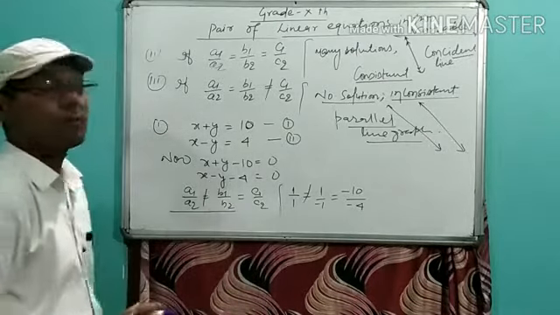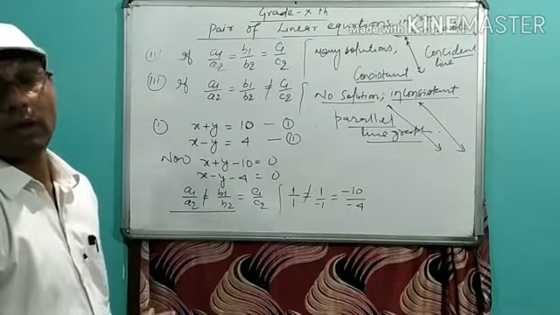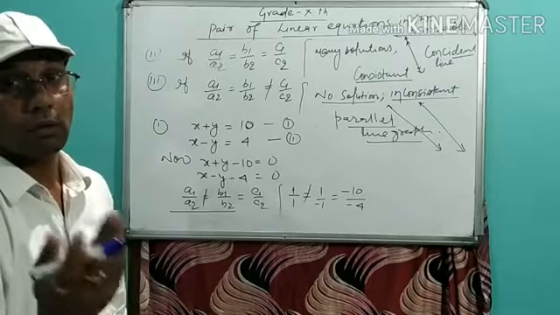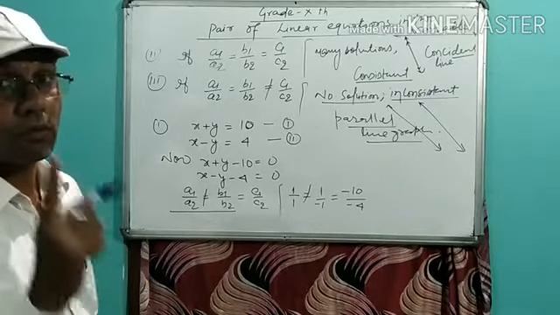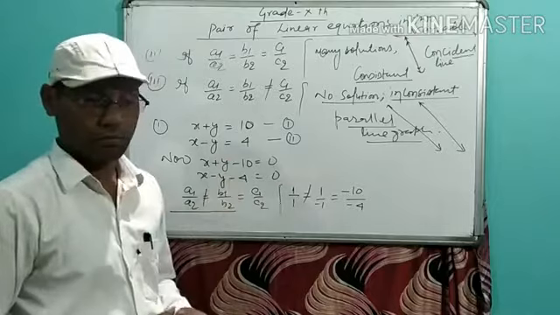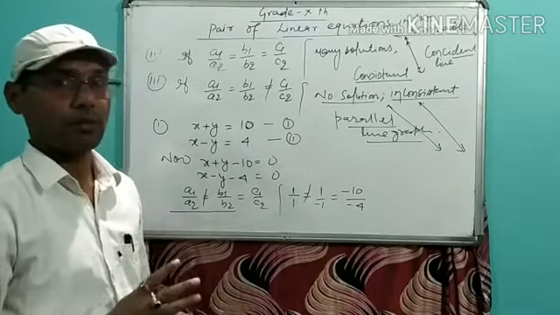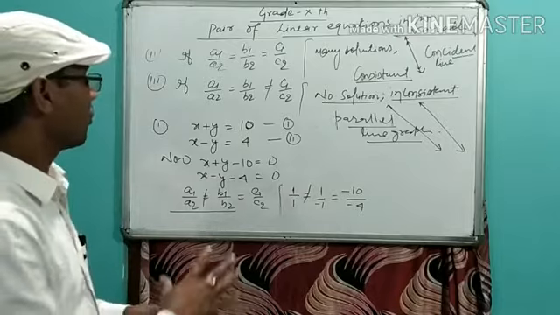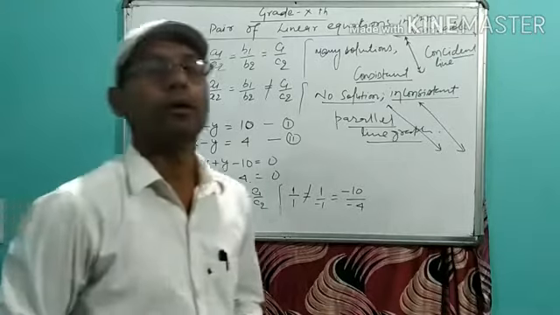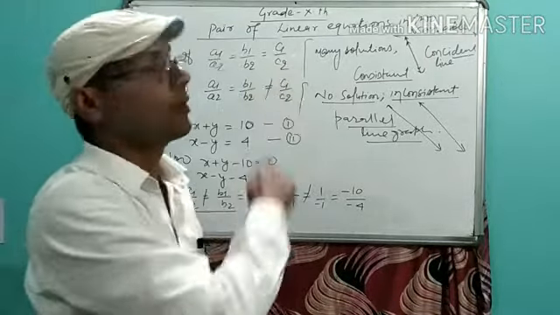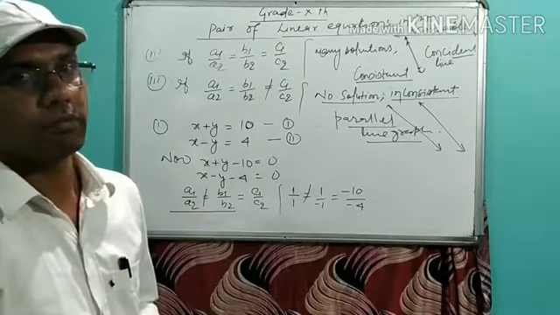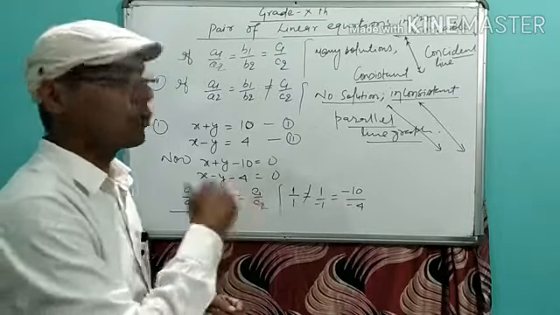Certainly, your answer will be an intersecting line graph. And which type of solution? Certainly a unique solution, one solution. Now the question may come in this type: you have to represent a pair of linear equations in two variables on the line graph. Okay, now I am going to show you.